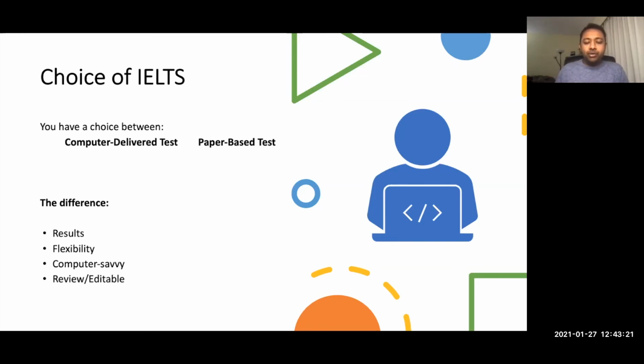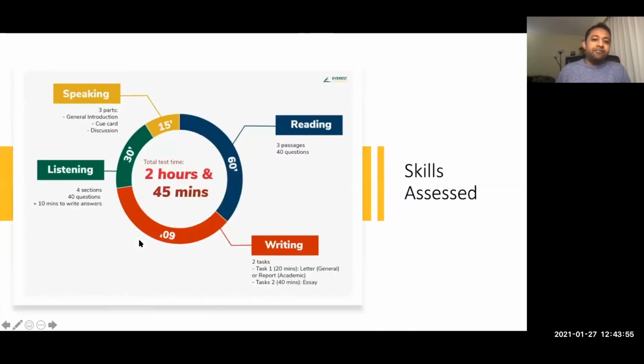There's more flexibility when it comes to computer delivered, because you are able to choose different times and dates, and it's available a lot more than a paper-based test, because paper-based test is generally conducted on a Saturday or a Thursday. And also, of course, if you're more comfortable with the computer, if you're good at typing, computer-based test is better for you. All right, those are the two choices we have, and let's look at what the test assesses.